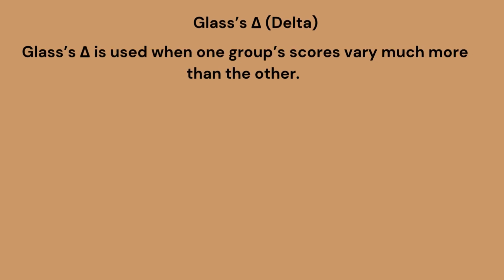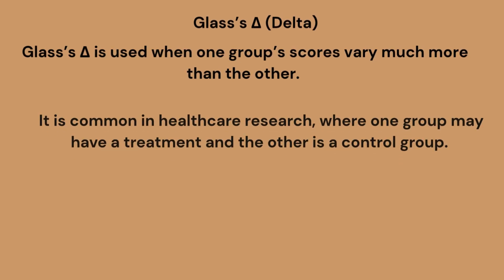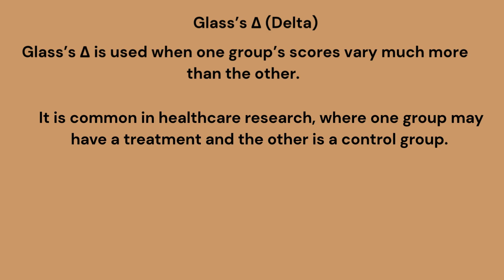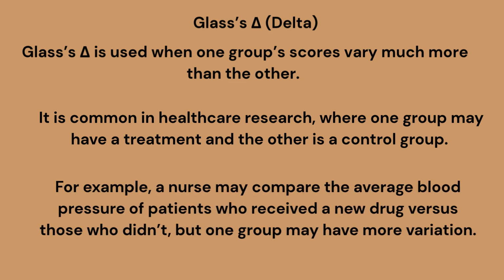Glass's delta is used when one group scores very much more than the other. It is common in healthcare research, where one group may have a treatment and the other is a control group. For example, a nurse may compare the average blood pressure of patients who received a new drug versus those who didn't, but one group may have more variation.